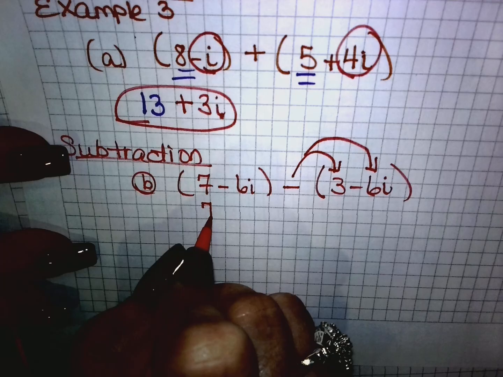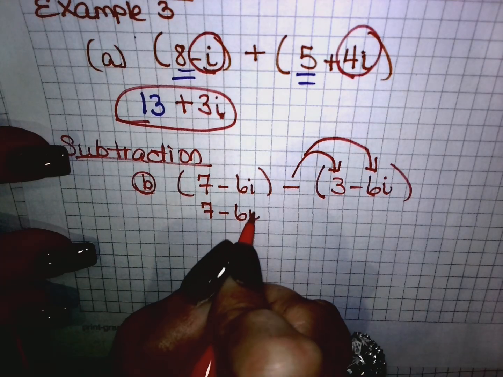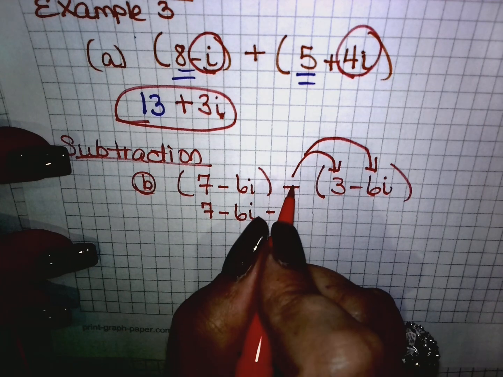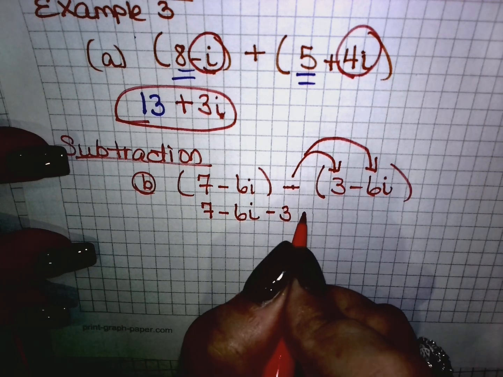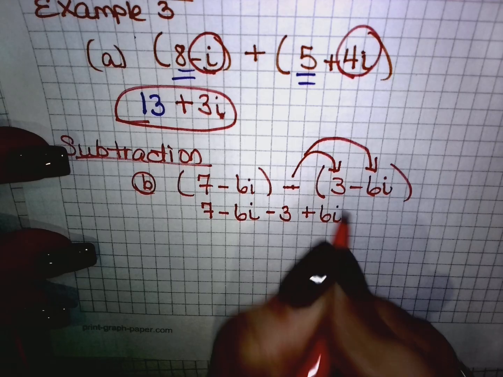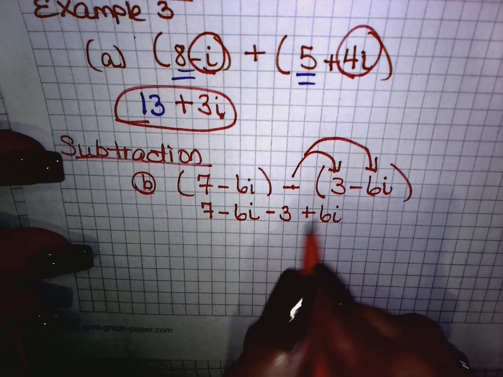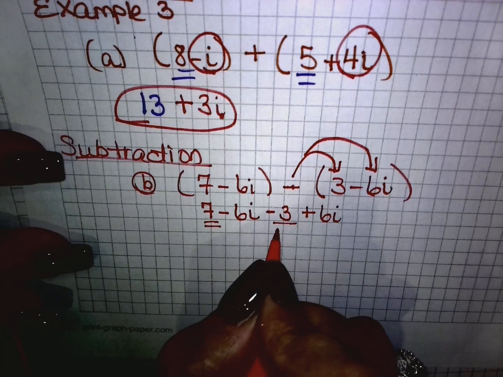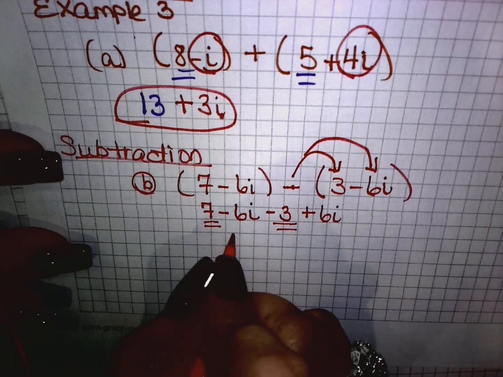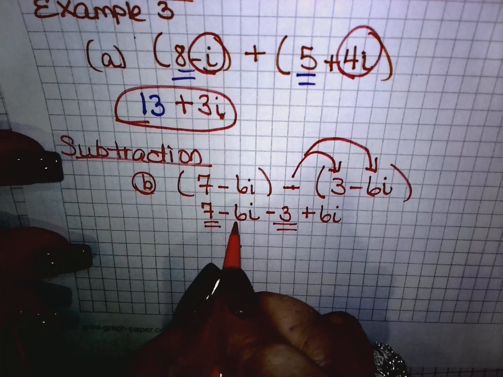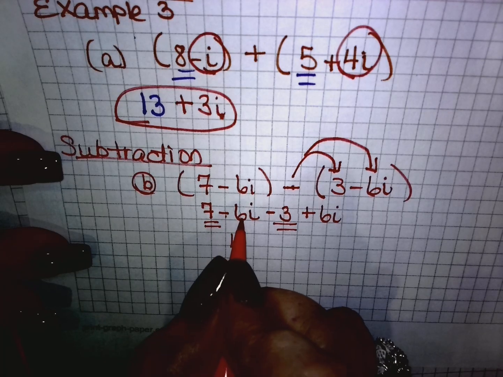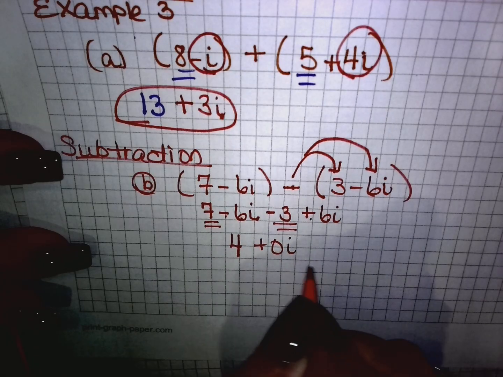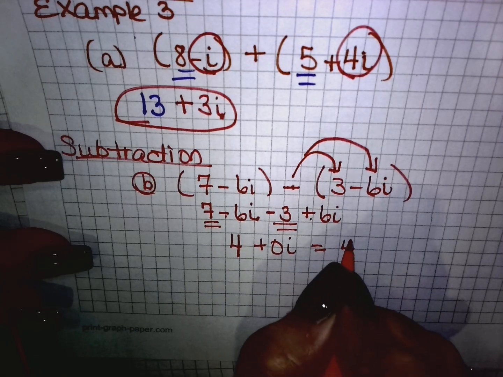So this becomes 7 minus 6i. Negative times 3 is -3. -1 times -6i is positive 6i. Notice we lose the parentheses at this point. We are just going to combine the real numbers together. So 7 minus 3, that is 4. And look what happens here. -6i plus 6i, that's just 0i. So this is just 4.